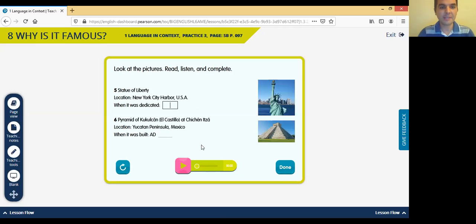All right, up next, again, we have a couple of famous places. We got the Statue of Liberty and the Pyramid of Kukulkan, at Chichen Itza. What we're going to do is try to catch the information of when the Statue of Liberty was dedicated, for number 5. And then for number 6, when the Pyramid of Kukulkan was built. Oh, Kukulkan, that's not in the center of our country, sorry. That's in the east of Mexico. So we gotta correct that information. Well, let's see, have a listen.